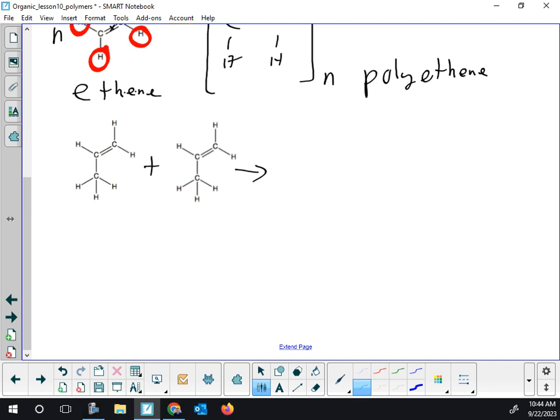I'm going to start with just two. I've got three carbons. They're kind of bent down, but it's still one continuous chain. We have a couple propenes, and we're going to make polypropene out of it, or at least when we put many together.